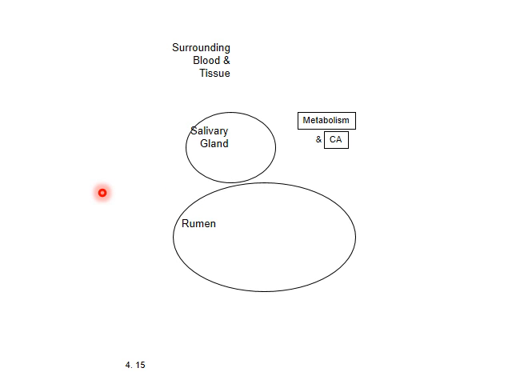So here's what we need to think about, and here's probably the most complicated thing I'm going to teach. We have our model of a cow here. We have the salivary gland. We have the rumen, and then the surrounding tissues, blood, tissues. We have metabolism out in the body, and we have our carbonic anhydrase in the body. And those are going to be important players as we generate a cycle through these three compartments.